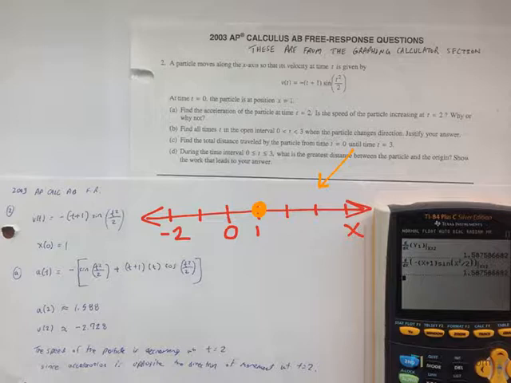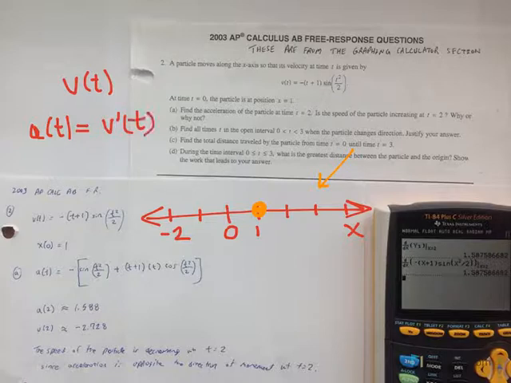The first question is, find the acceleration of the particle at time t equals 2. Is the speed of the particle increasing at 2, yes or no? So this is a graphing calculator problem, and here's what we have learned in our course. If you have the velocity function, the acceleration function is the first derivative of the velocity function. So if we want to find the acceleration of the particle at time t equals 2, we have to evaluate the derivative of the velocity function at time t equals 2.